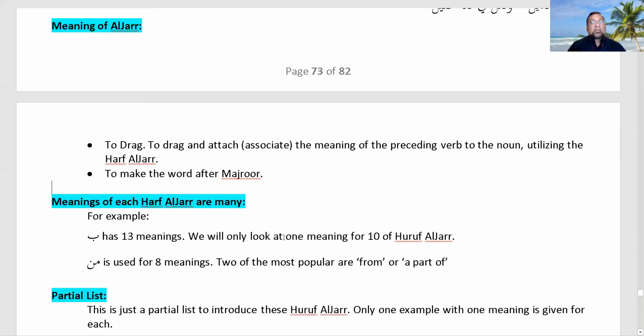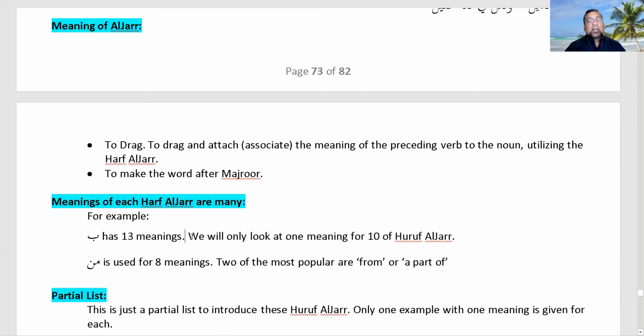Meaning of each harf AlJarr. So if you were to take any harf AlJarr, for example, the ba, B, it has many meanings. In fact, ba has 13 different meanings. And inshallah, it's my intention to do a separate presentation on all the meanings of the ba by itself.